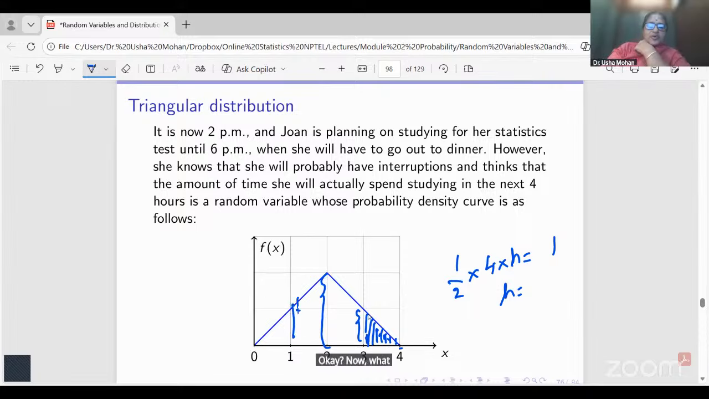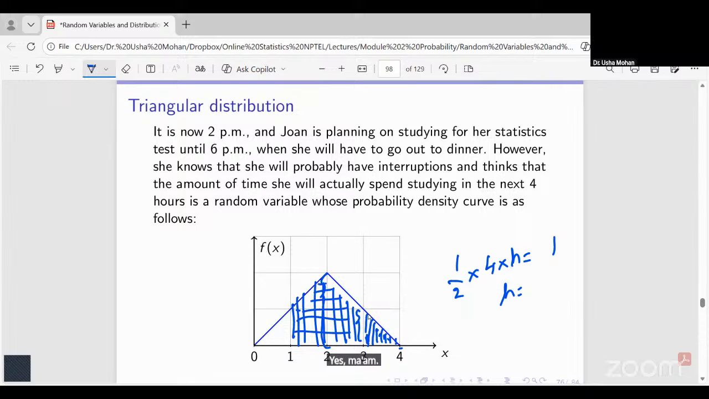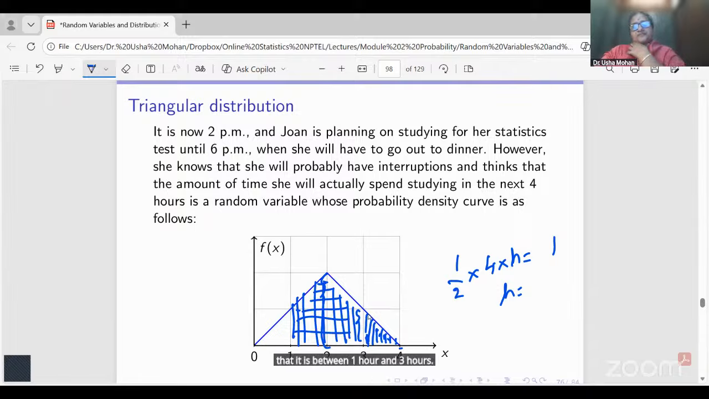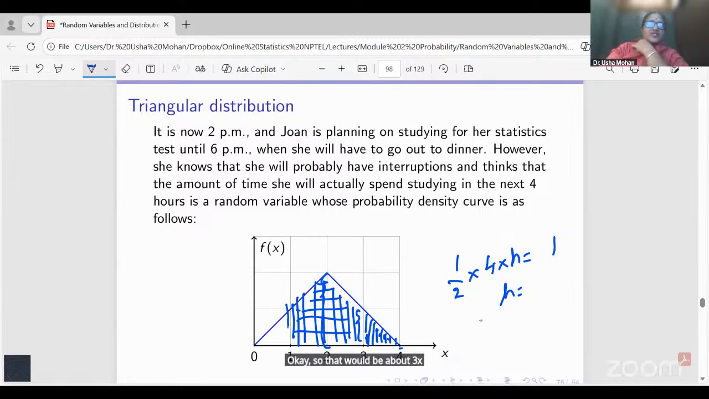Now what is the probability that it is between 1 hour and 3 hours? I know that each tail is 1 by 8, and both of them are symmetric. So the tails together are 1 by 4, and 1 minus 1 by 4 is 3 by 4. Is that clear? So you should first verify it as a PDF, and once you verify it, you can apply that to answer the questions. Is this clear?